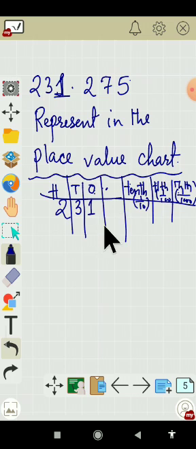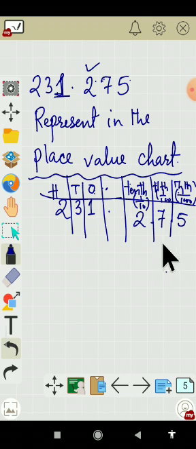Now we have to put the decimal point. Then from the left hand side, 2 will be in the tenth place, 7 will be in the hundredth place, and 5 will be in the thousandth place. So from this place value chart we can write any decimal number in expanded form also.